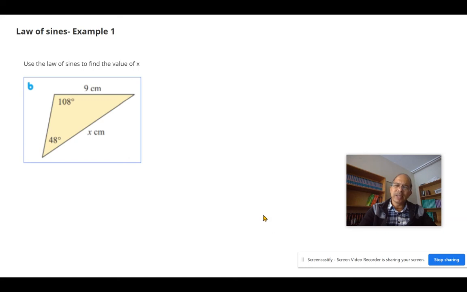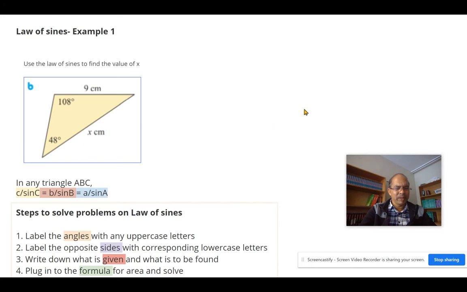Let's use the law of sines in an example. Use the law of sines to find the value of x in this particular triangle. Remember, in any triangle ABC, c by sine C is b by sine B is equal to a by sine A. The steps to solve problems on law of sines are similar to the steps to solve problems on area.